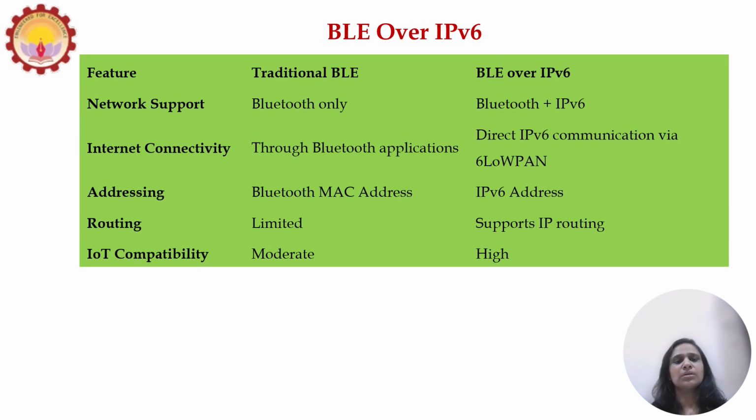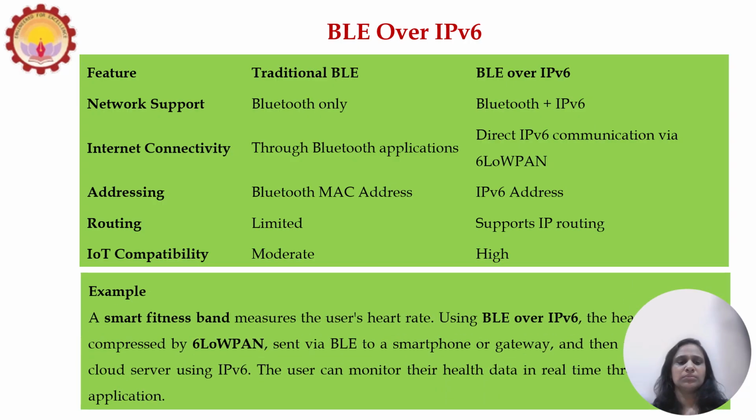These are some of the features of BLE over IPv6. Network support: in BLE over IPv6 both work. Internet connectivity: direct IPv6 communication via 6LoWPAN. Addressing: IPv6 addresses are used as compared to BLE. Routing: it supports IP routing. This is one of the examples.